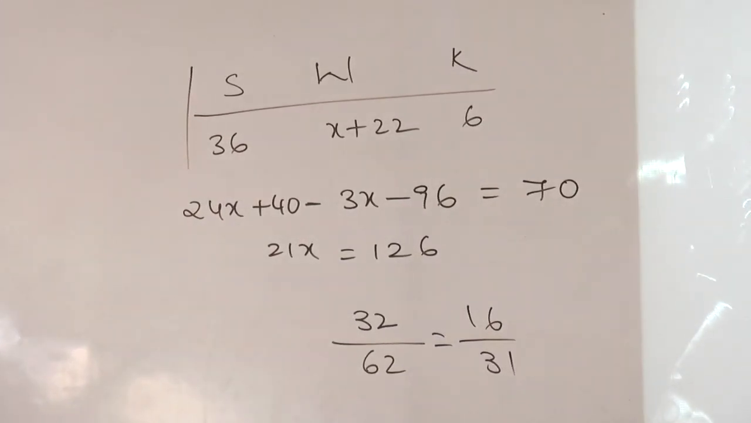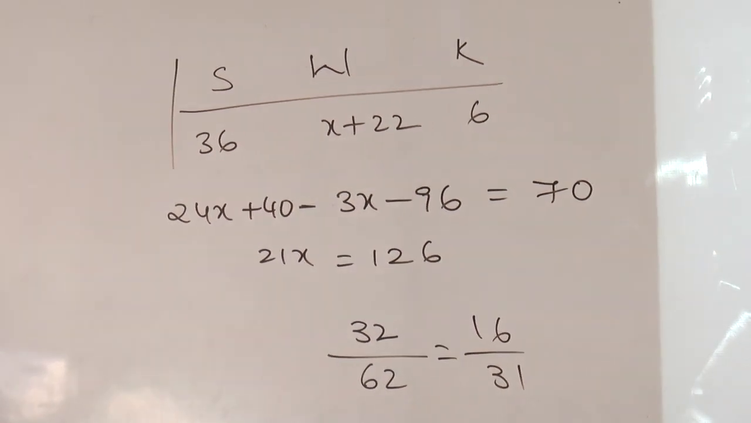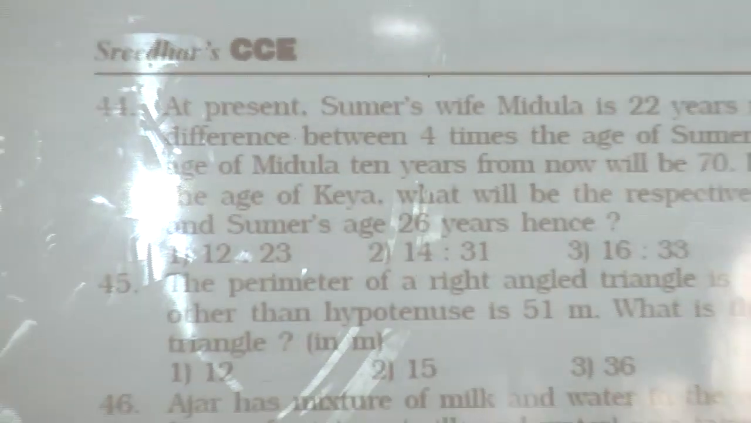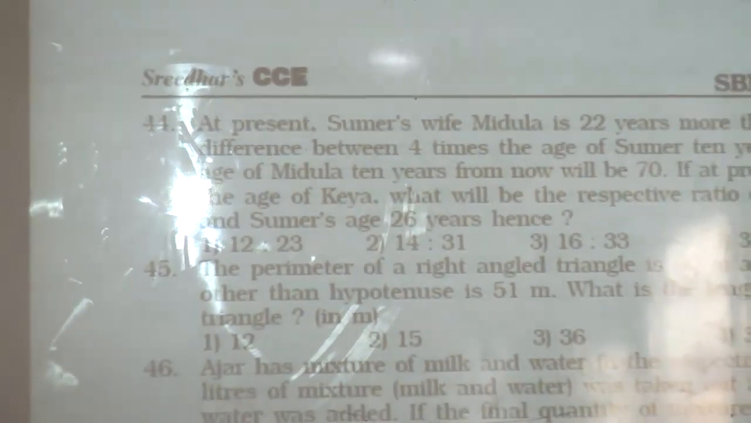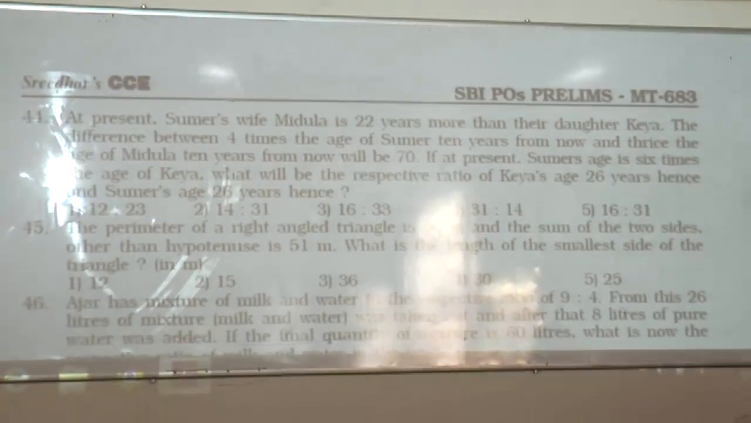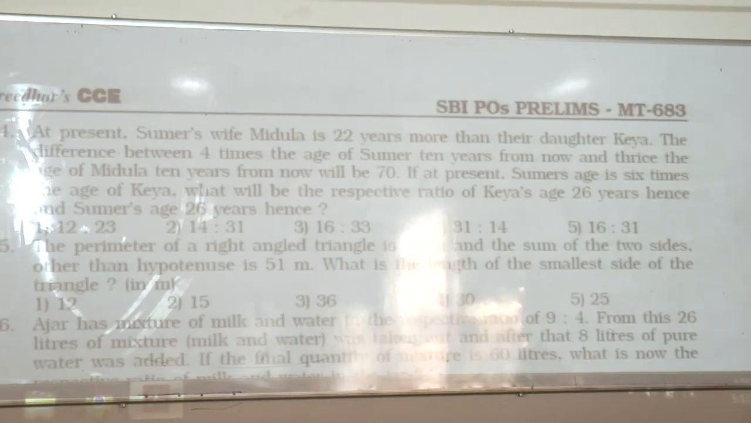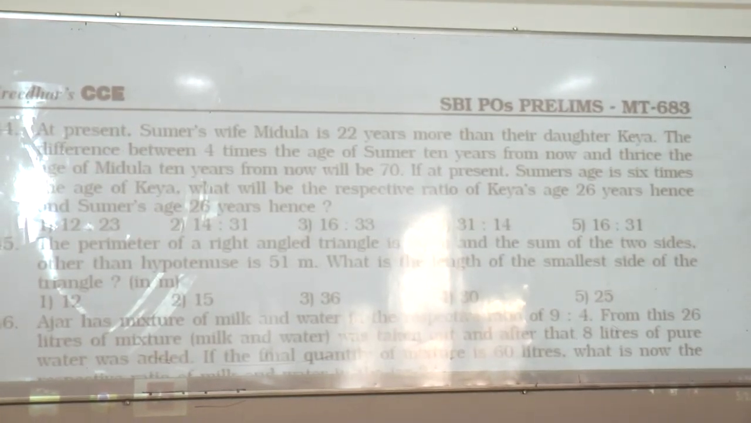Next, 45. The perimeter of a right angle triangle is 90 meters. The sum of 2 sides other than hypotenuse is 51 meters. With this information you can calculate hypotenuse length, right? And what is the length of the smallest side of the triangle? We are asked about the smallest side of the triangle.